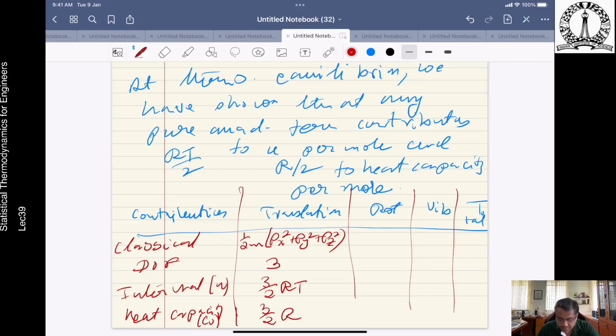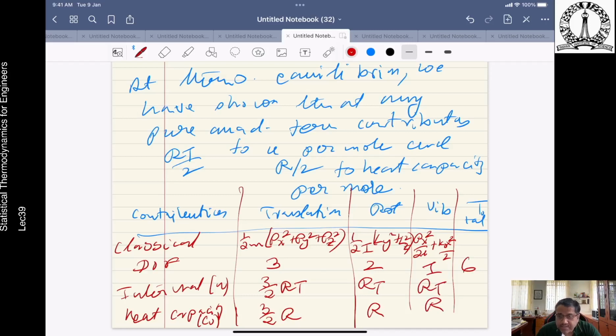The rotational contribution is 1 over 2I times (L squared), with 2 terms, so we already know RT. And the vibrational contribution is p squared by 2 mu plus k naught x squared by 2, so one RT. The total contribution would be 7 by 2 RT, and the heat capacity 7 by 2 R. This is for a diatomic molecule.